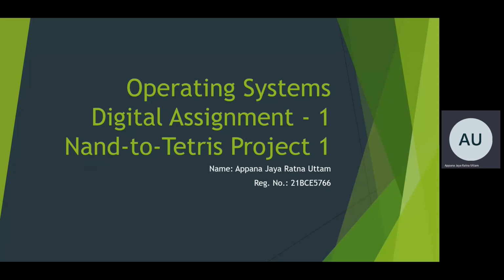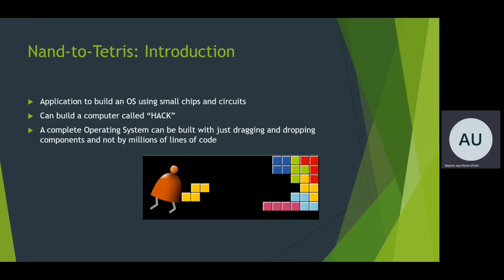Today, let's discuss Nand2Tetris Project 1. Nand2Tetris Introduction. This is an application to build an operating system using small chips and circuits. In this course, it is said that a computer called Hack can be built. A complete operating system can be built by just dragging and dropping components inside a motherboard, or in chips or circuits, and not by writing millions of lines of code.